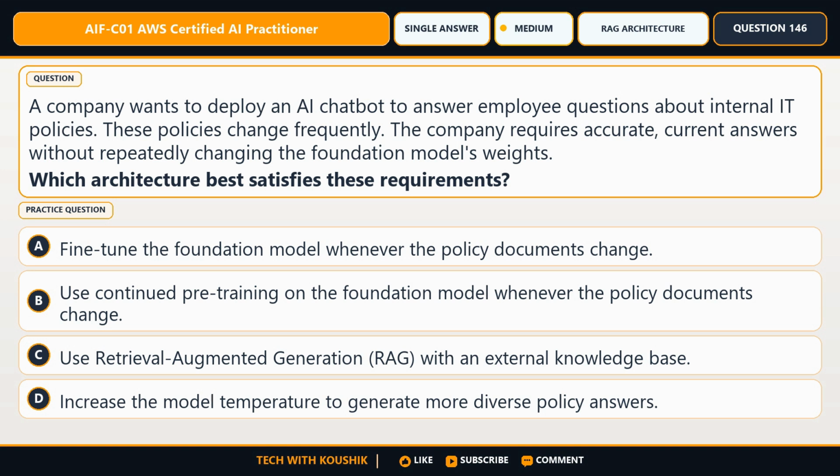The exam distinction is hidden in these choices. Option A. Fine-tune the foundation model whenever the policy documents change. Option B. Use continued pre-training on the foundation model whenever the policy documents change. Option C. Use retrieval augmented generation, RAG, with an external knowledge base. Option D. Increase the model temperature to generate more diverse policy answers.